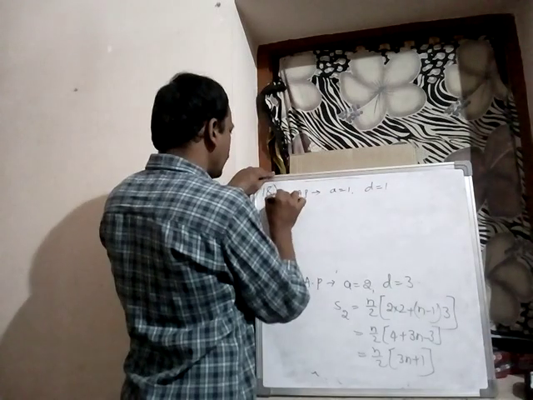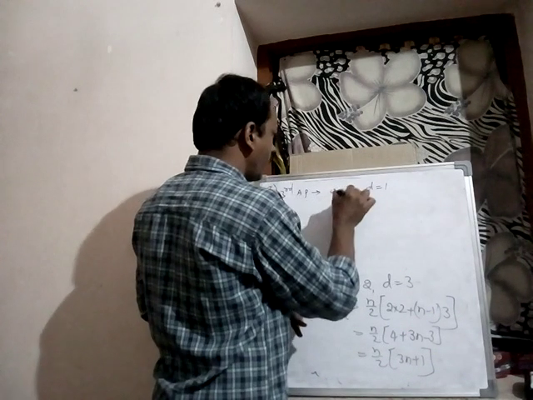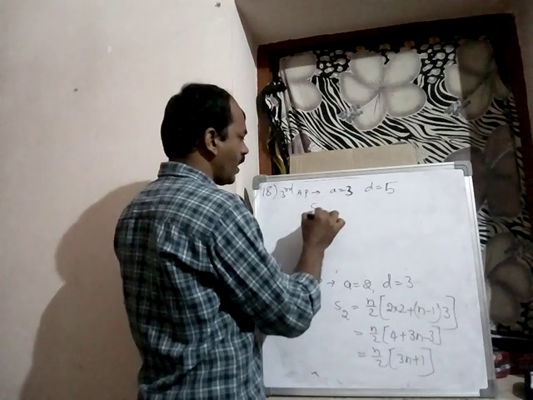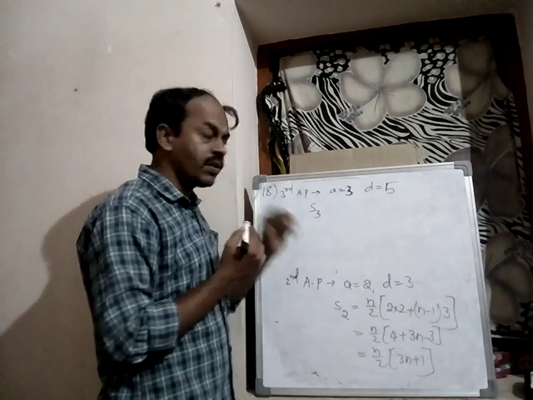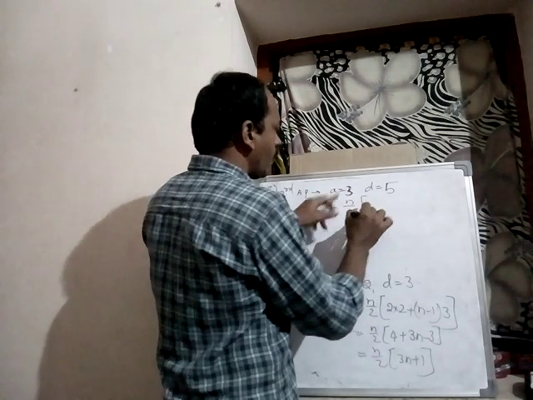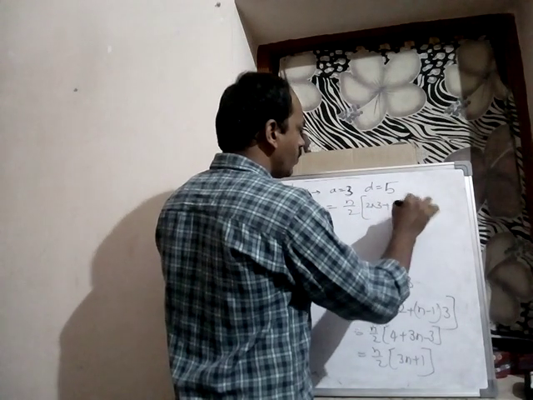So if you take the third AP, the first term a is equal to 3 and the common difference is 5. The sum of n terms is denoted S3, since this is the third AP. So S3 is n by 2 of 2a plus n minus 1 into d, where 2a means 2 into 3, and d is 5.